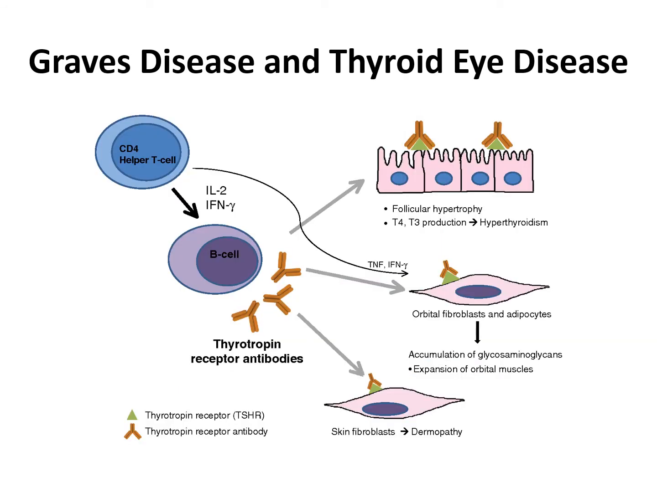It seems that these autoantibodies will have a special receptor in the adipose cells and the fibroblasts inside the orbit as well as in the skin, and they will lead to the accumulation of glycosaminoglycans and expansion of the orbital muscles, in addition to increasing the amount of fat inside the orbit.